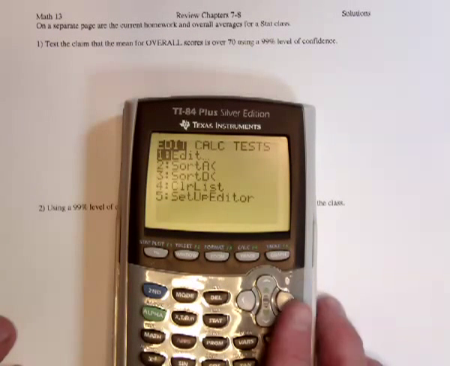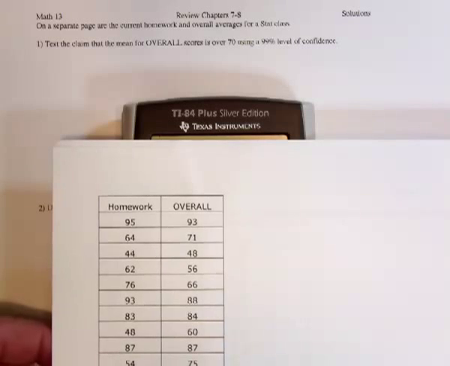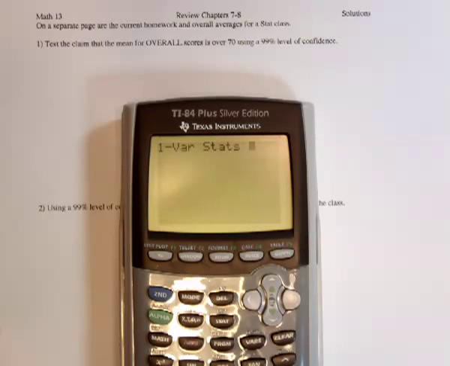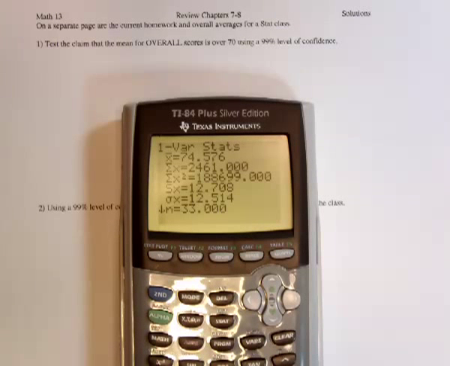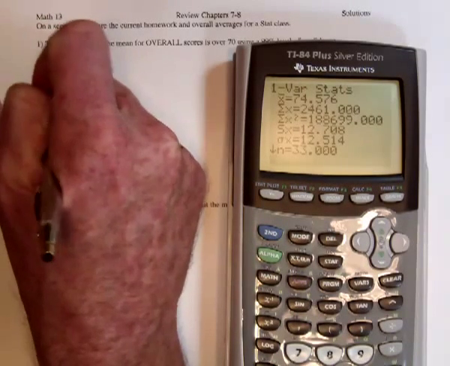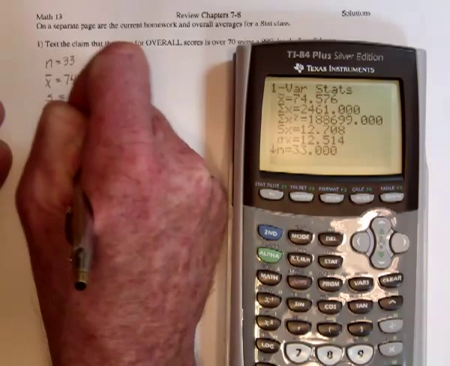So test the claim that the mean for overall. The first thing I need to do is find out what the mean and standard deviation are for the overall. Keep in mind that when I entered them, the overall was in list 2. So you need to calculate the one variable statistics for list 2. You go second, the number 2, and it gives you list 2. And there we go. We've got a sample size of 33, a mean of 74.576, and a standard deviation of 12.708.